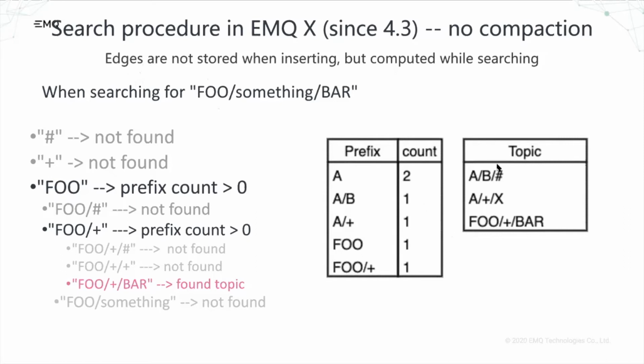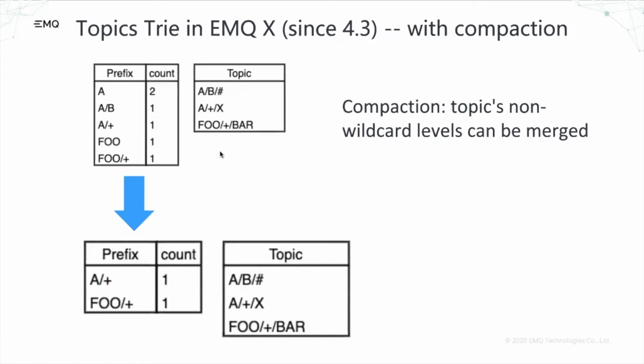So taking it to the next level, we don't actually need to store the prefixes without a wildcard level as a suffix. In this case, we can delete A, AB, foo. We only need to store A plus and foo plus. And the topics are the same, so we still need to store them. So how does the search work in such a case?